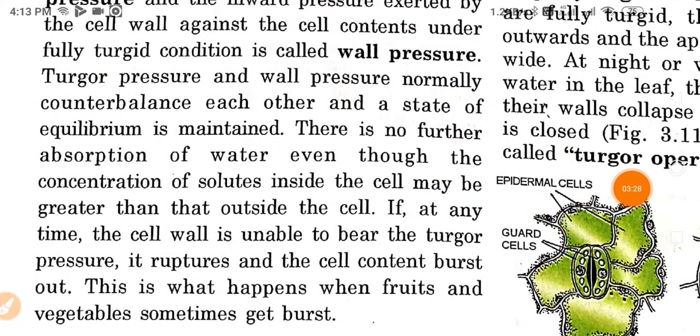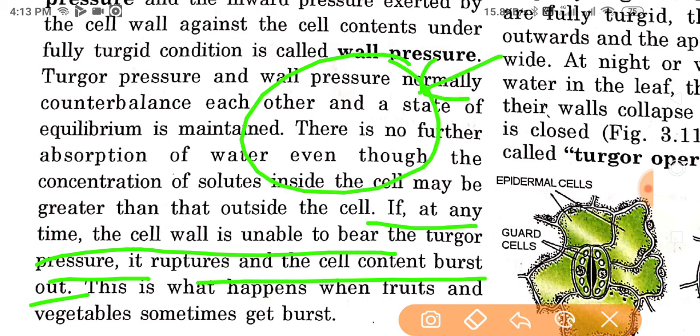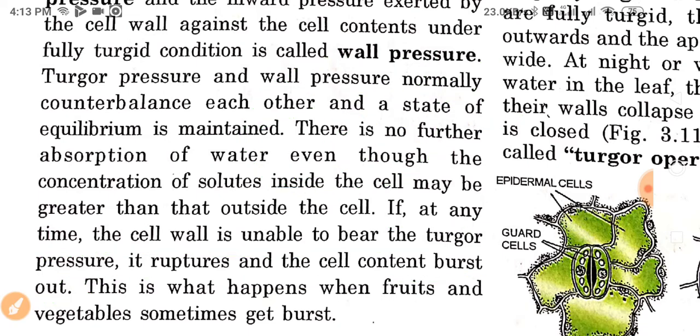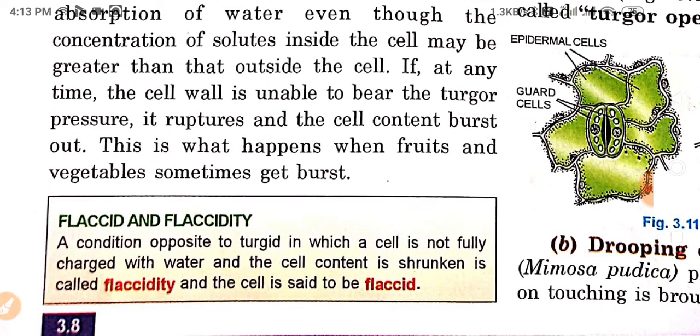Now you can put a question: why do cells burst if there is an equilibrium state? Look at the next line: if at any time the cell wall is unable to bear the turgor pressure, it ruptures and the cell contents burst out. When the wall is not capable of counteracting this pressure, it will suddenly burst. This is what happens when fruits and vegetables sometimes burst. You can see examples of fruits and vegetables also.